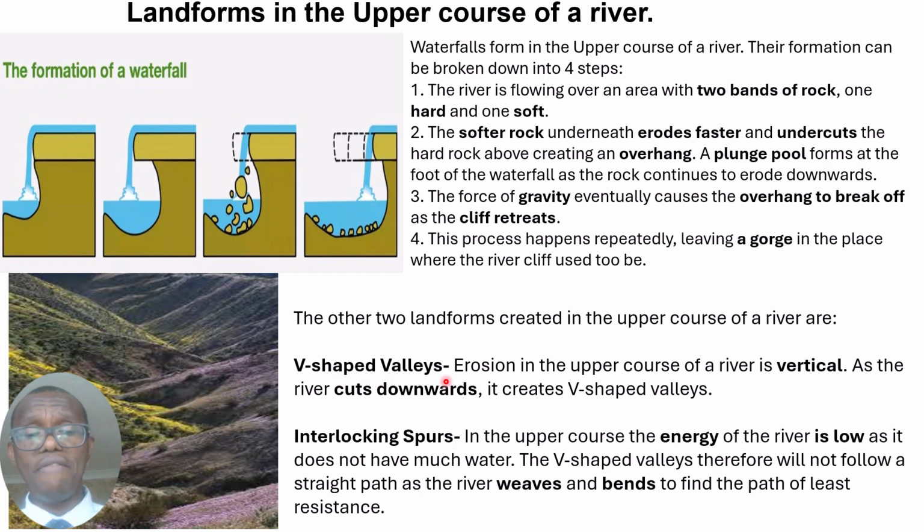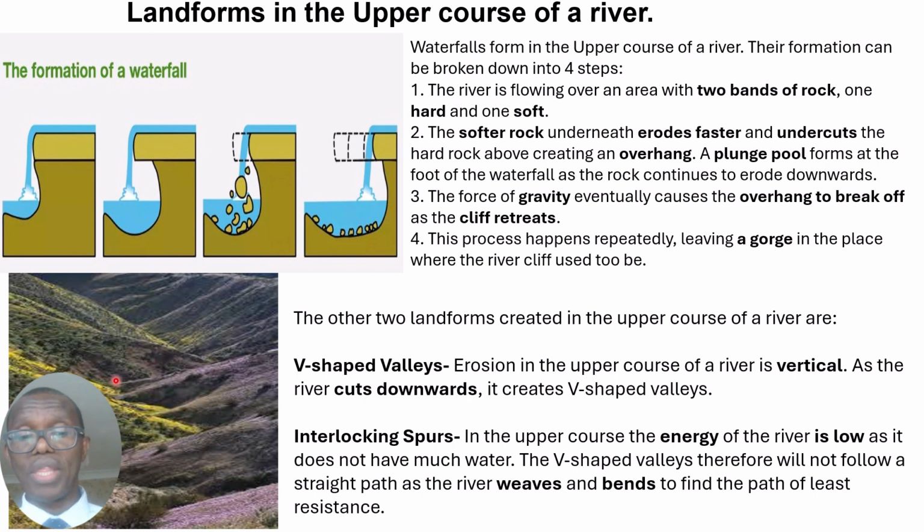Then we also have V-shaped valleys. So the river water at this stage here does not have as much energy, but the energy that it has will be used for vertical erosion. So it's going to be eroding downwards, and because of that downwards erosion, you're going to end up with a V-shaped valley, okay, as you can see up here. But then because the river doesn't have as much energy, it's going to be trying to find the path of least resistance to move along. And as that happens, it's likely to bend and curve as it does that.